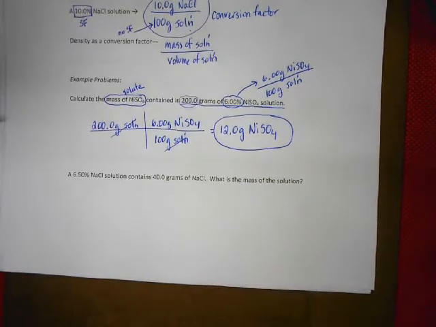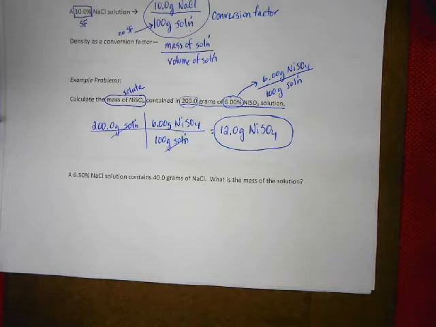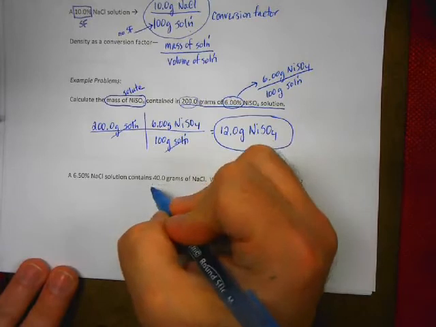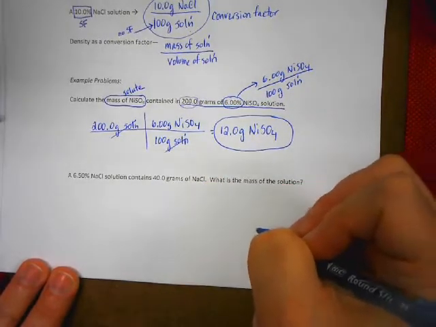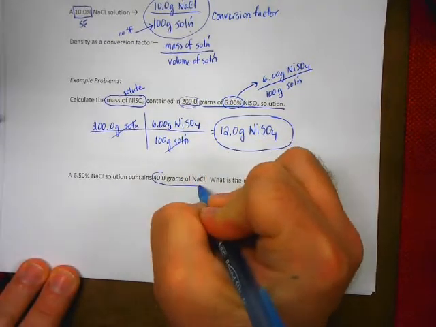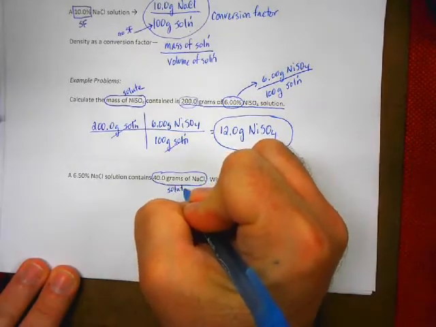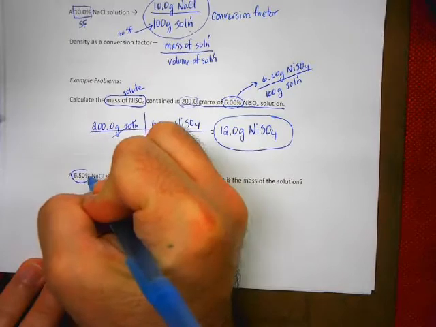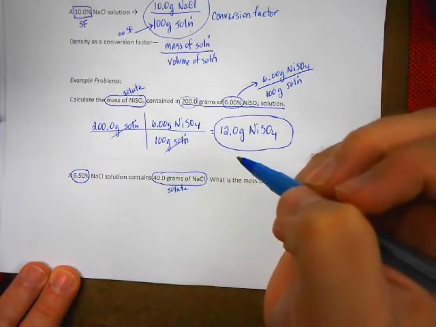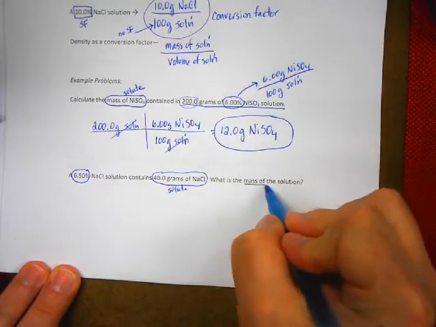Our second problem, we have a 6.50% sodium chloride solution, and we're told that it contains 40.0 grams of sodium chloride. We want to know what is the mass of the solution. So again, let's look at what we're given. We are given 40 grams of NaCl. That is our solute. The 6.50 is our percentage, which is our conversion factor, and we're looking for the mass of the solution.